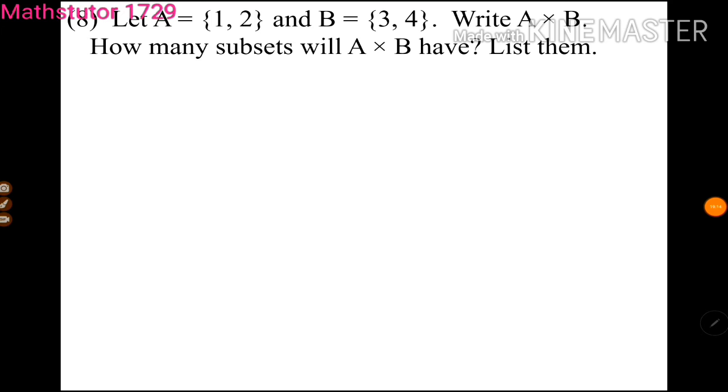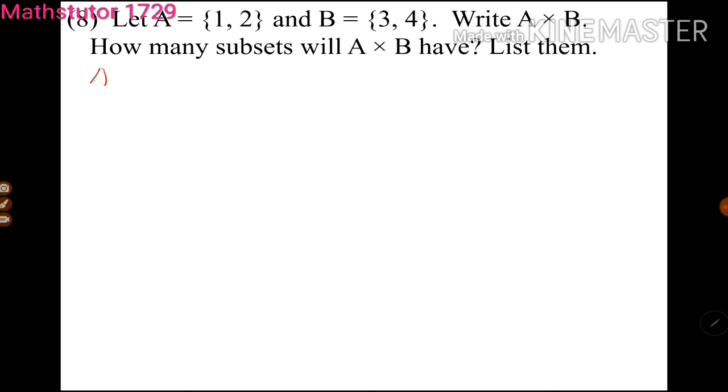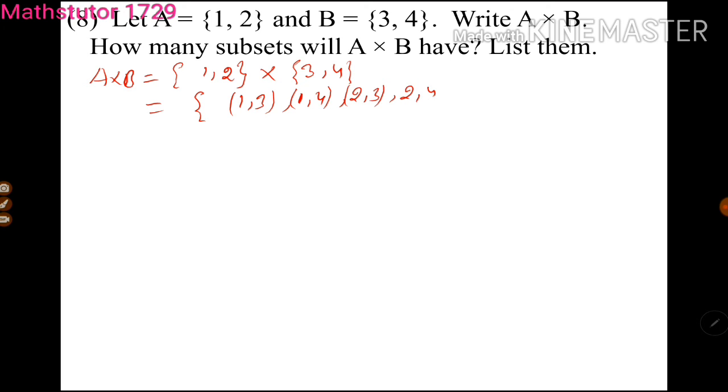Now come to the next problem. Let A be the set {1, 2} and B be the set {3, 4}. Write the Cartesian product of these two sets, A cross B. Then how many subsets will A cross B have? And also we have to list them. Okay. Now first write the Cartesian product of these two sets: (1,3), (1,4), (2,3), (2,4).